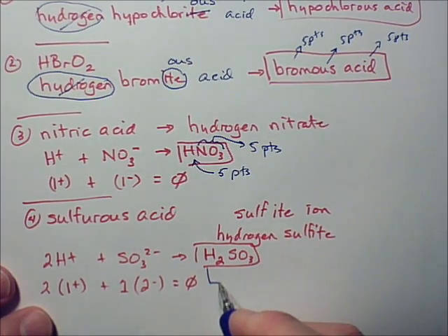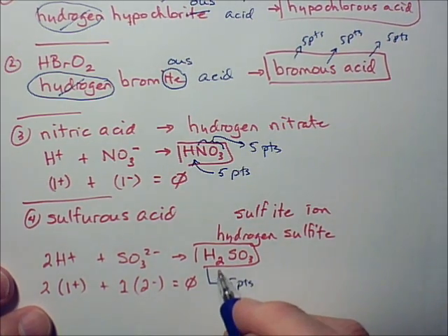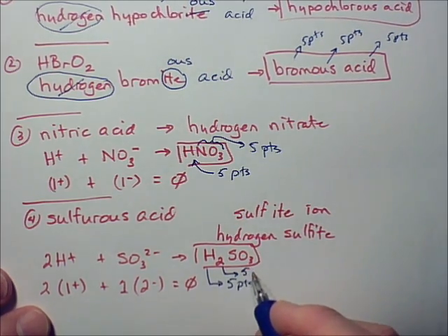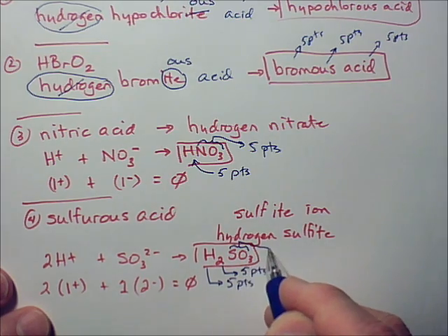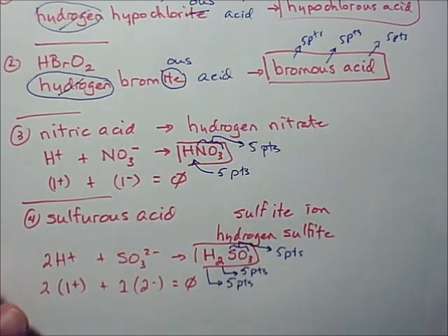So we're going to give 5 points to the H. I'm going to give 5 points to the subscript 2 here. And we're going to give 5 points to the sulfite ion, SO3.